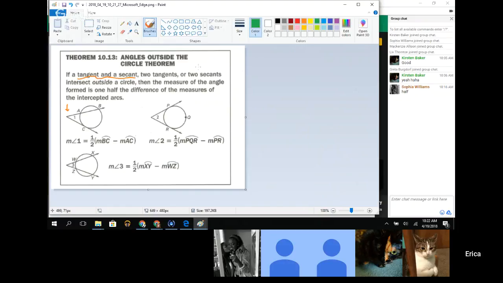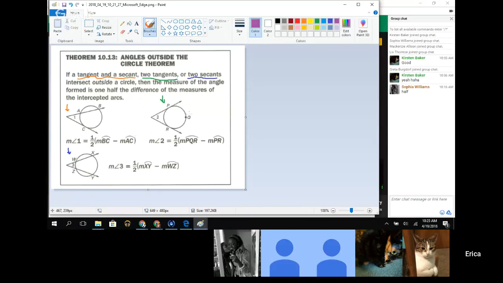Okay, or if you have two tangents, this is an example of a circle that is intersecting outside with two tangents. See, the tangent just hits the circle at one spot. Or two secants. Okay, so this is the example of two secants. So they're saying this theorem is true whether or not your lines are tangents or secants. This theorem works if they're intersecting outside the circle. Okay. And so this is how this theorem works.